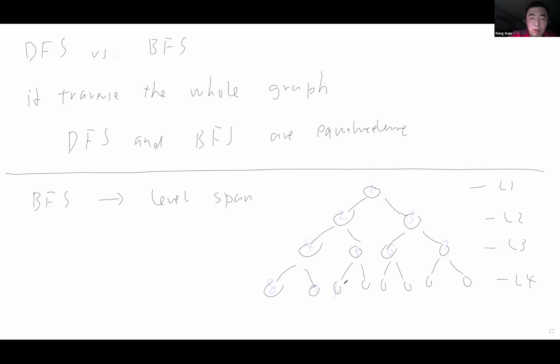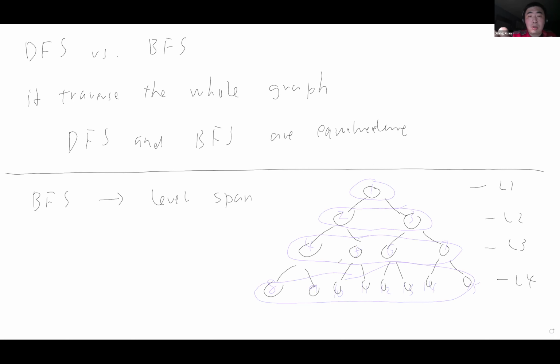Sorry, this is too small. 10, 11, 12, 13, 14, 15. That's roughly the ordering of how the nodes are going to be visited. That's the reason you're going to see it go level by level by level by level.